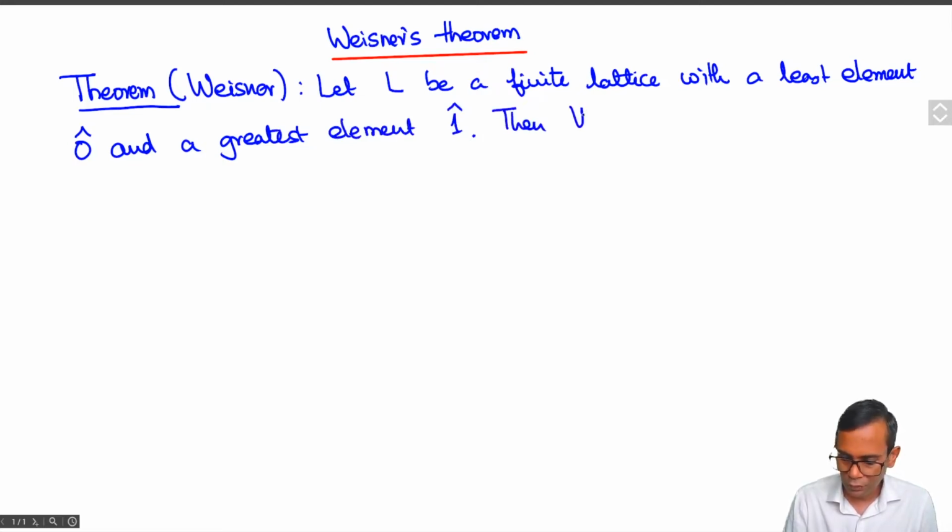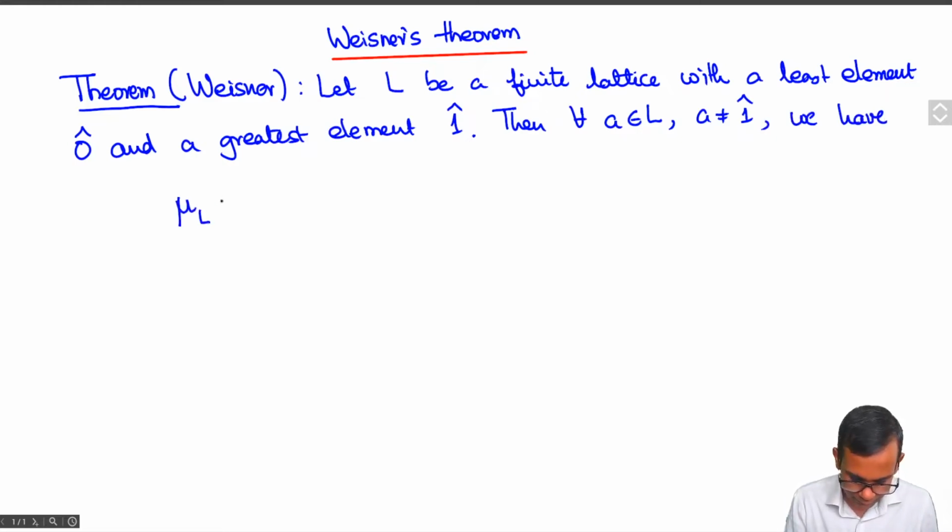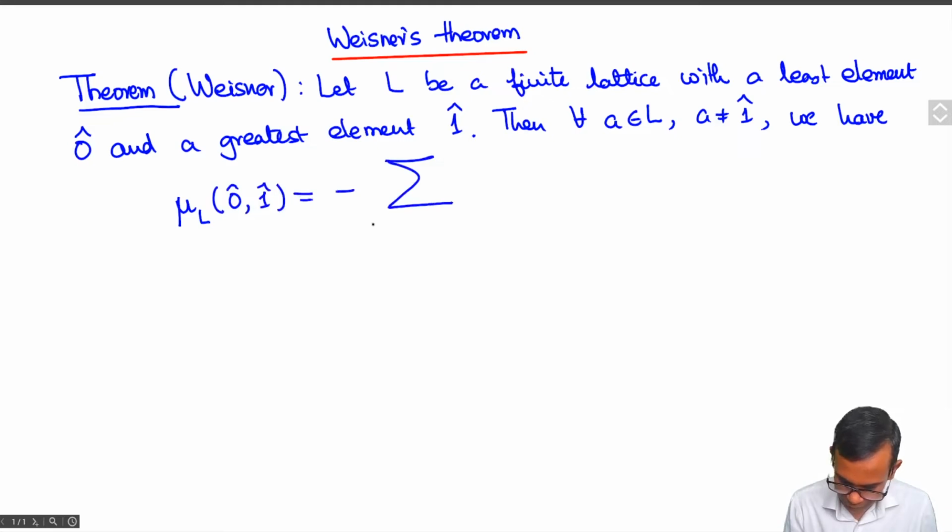Then for every element A in L that is not equal to 1 hat, we have the Mobius function of L between 0 hat and 1 hat is minus the sum over x in L such that x is not equal to 0 and x meet A is equal to 0 hat of mu of x comma 1 hat.